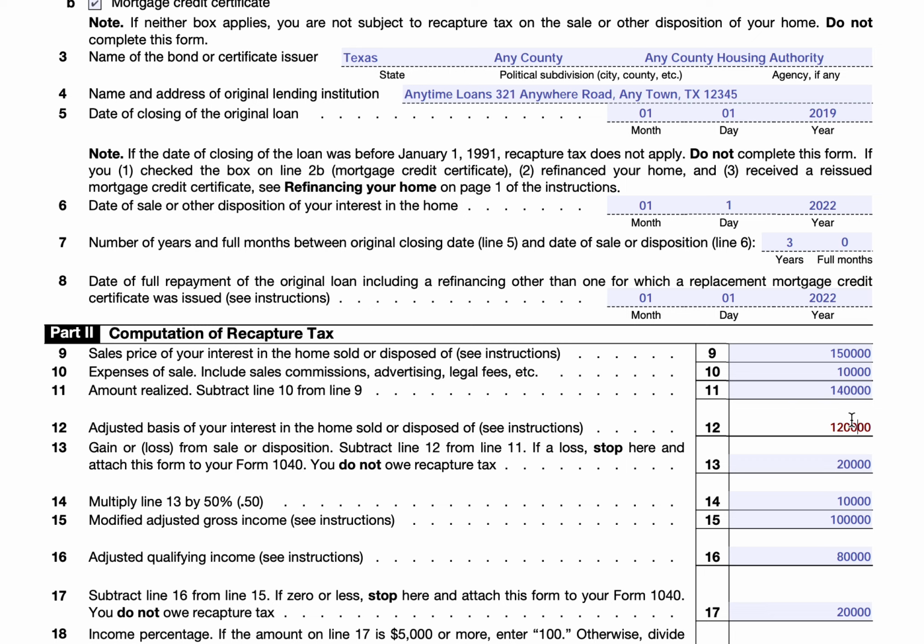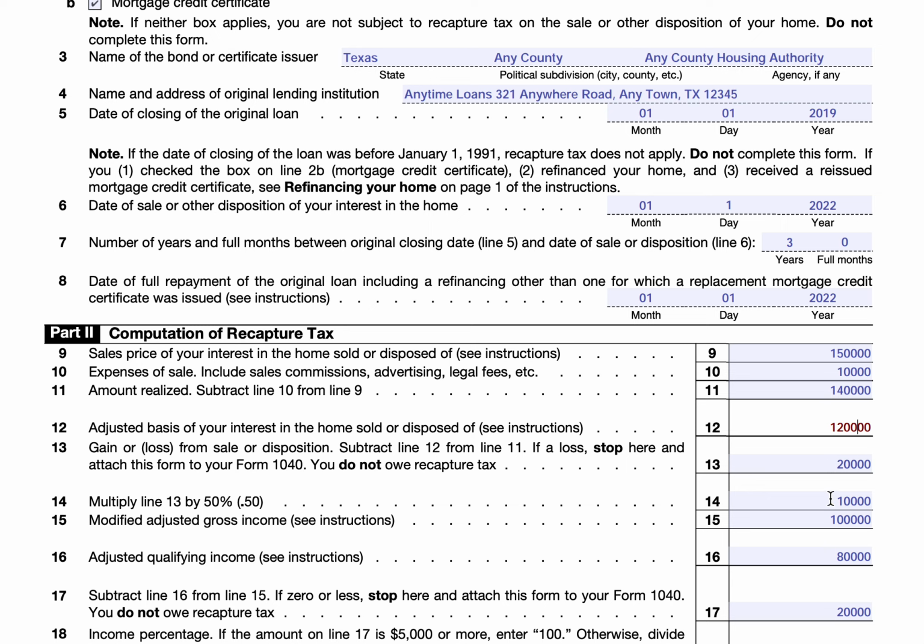So remember, when you're selling property, you want to find legitimate ways to increase your basis or the tax cost of your home so that you lower your capital gains on the sale of your home. So in line 13, we're subtracting line 12 from line 11, and we come up with $20,000 of gain. If this were a loss, you could stop here, attach it to your Form 1040, and you would not owe recapture tax.